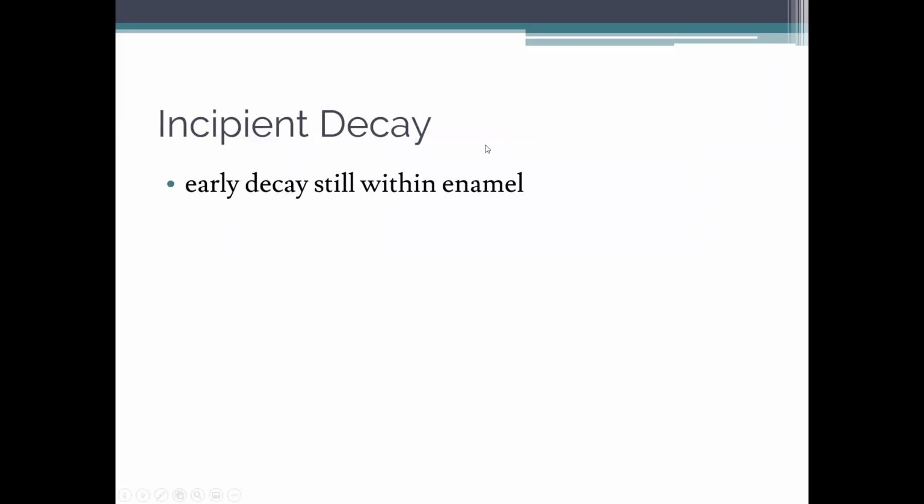You'll hear the term incipient decay. Incipient is telling you it's decay that's still within the enamel. It's demineralized the enamel, but hasn't broken past the DEJ. So these are early cavities. The nice thing about incipient decay is that if you tell a patient you have a watch area, you see something on the x-ray, but there's nothing to treat. You can remineralize these with prescription fluoride. So incipients are just very, very tiny.